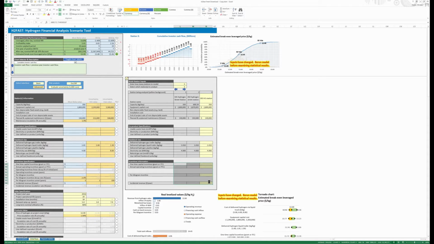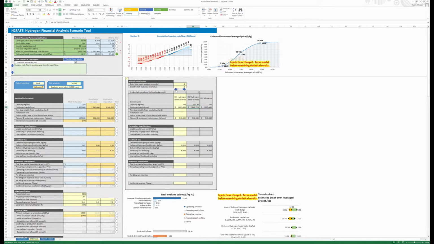Let's get rid of these incentives and say that you've had 350, 360, 370 kilogram per day stations. You can click back and forth and see what's the financial performance of each one of those.